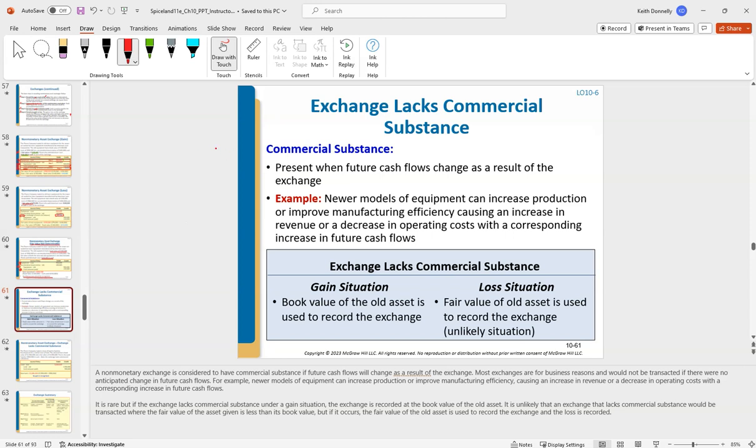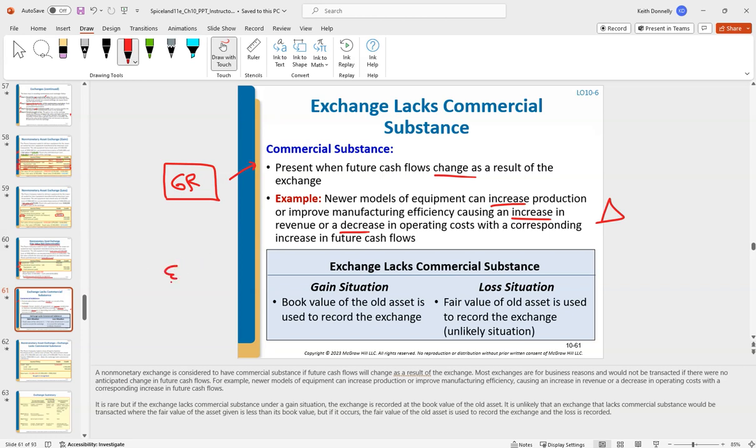Another kind of variation. The general rule is these kinds of exchanges have commercial substance. That basically says whenever there's a change in the future cash flows. So by getting this new machine, it can increase production, which would cause an increase in revenue or a decrease in operating costs associated with changes in future cash flows. So the general rule in these situations is that there is going to be commercial substance. By virtue of doing this, we're going to have a change in cash flows.